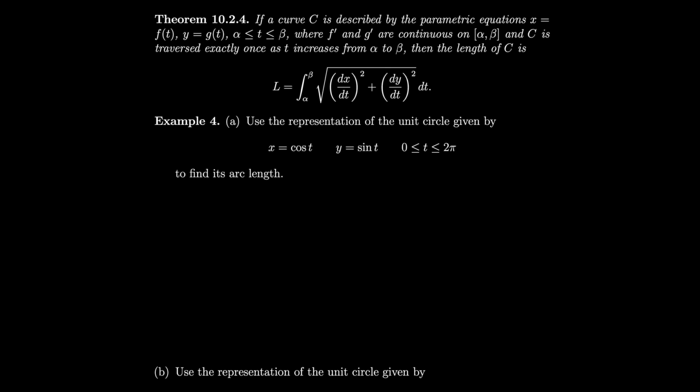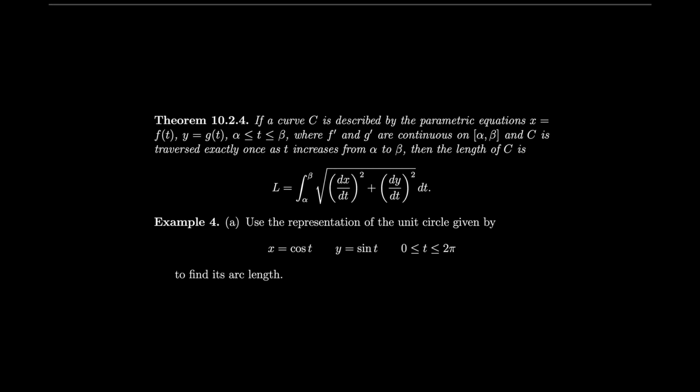If a curve C is described by the parametric equations x equals f of t, y equals g of t, where t goes from alpha to beta, where f prime and g prime are continuous on the closed interval, and C is traversed exactly once as t increases from alpha to beta, then we get the length as the integral of the square root of the two derivatives dx/dt and dy/dt squared.